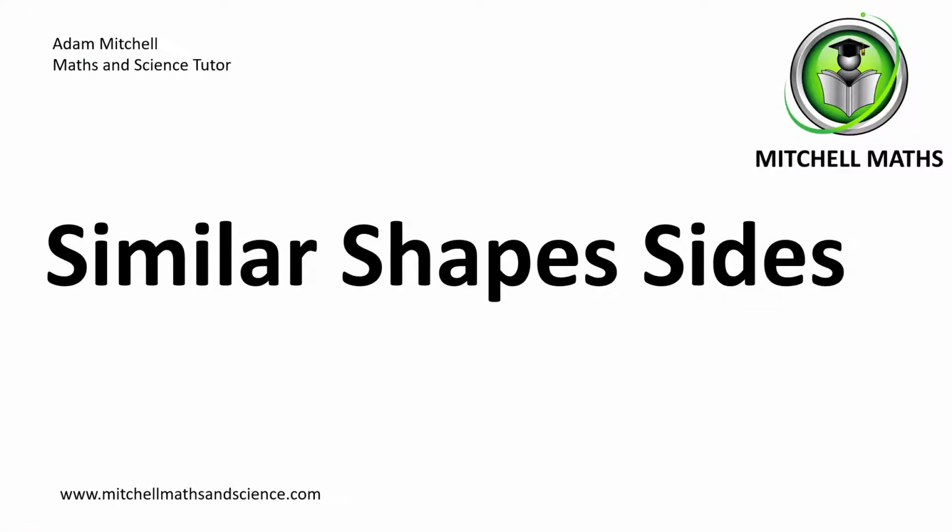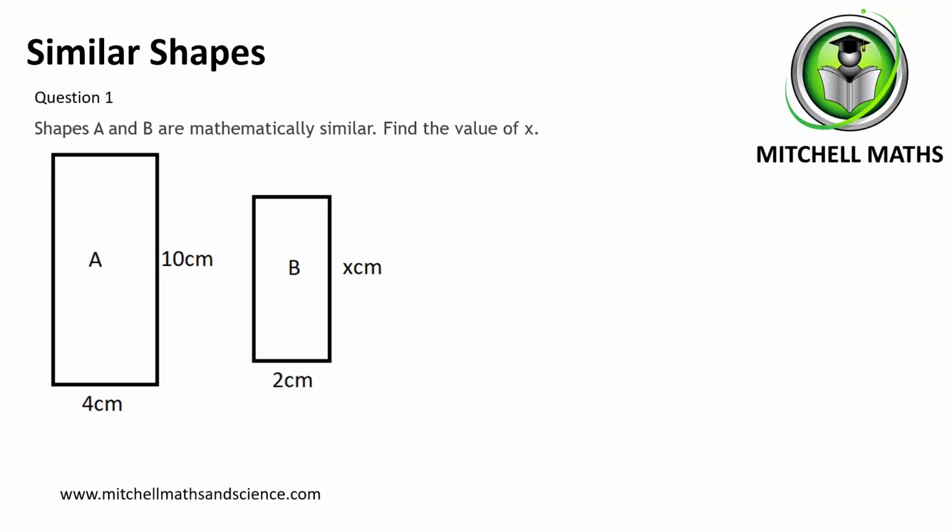Welcome to Untitled Maths. In this video we're going to have a look at similar shapes with relation to sides. What we mean by similar shapes is that all the angles are equal and the sides of the two shapes are proportional to each other.